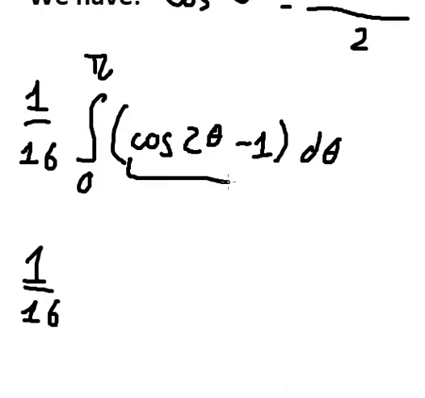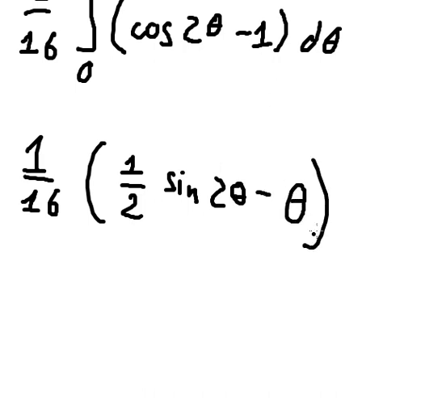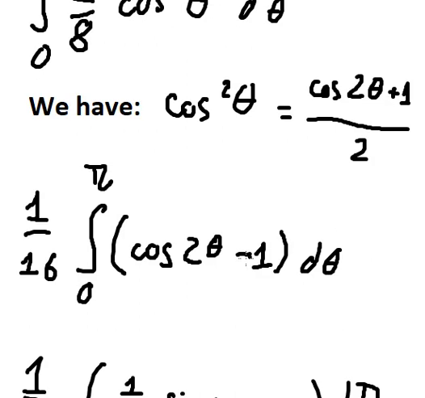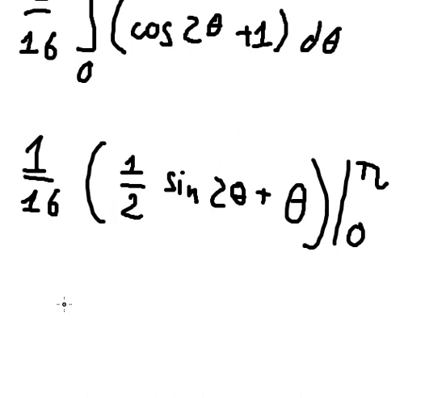The integration of this one is 1 over 2 sine 2 theta. 1 is theta. So I will put b here, 0 here. This is positive 1, sorry. So we have b over 16.